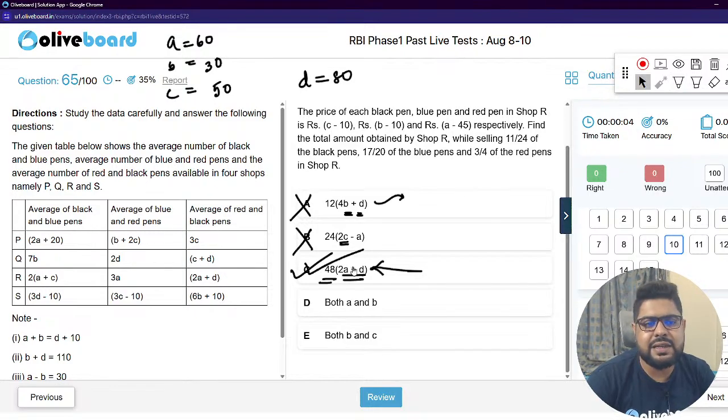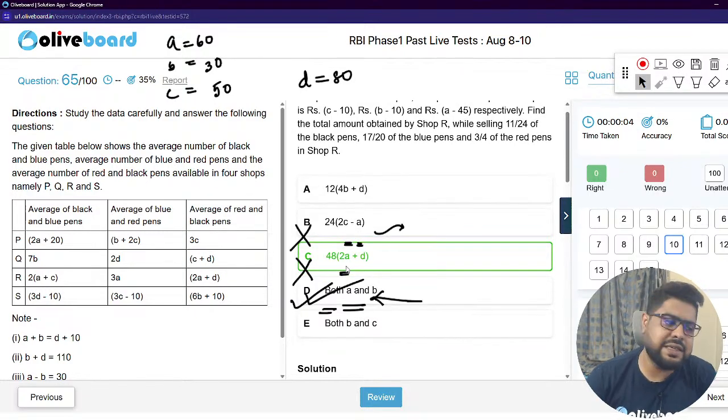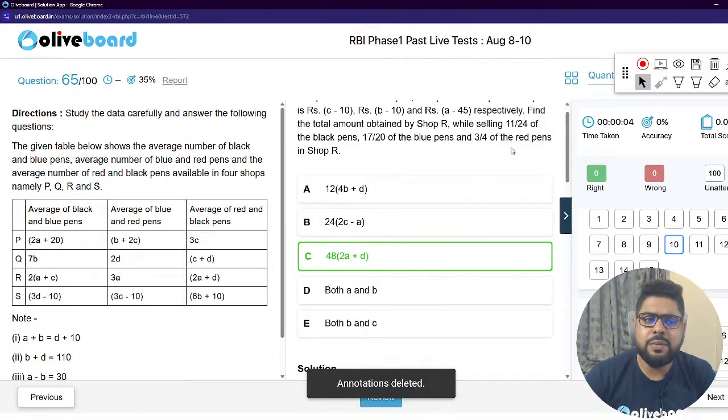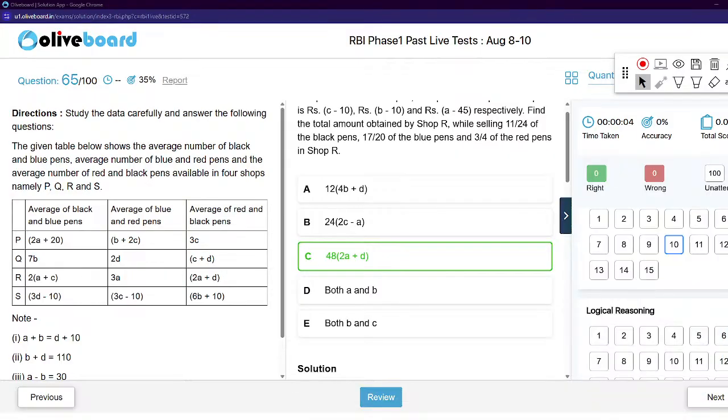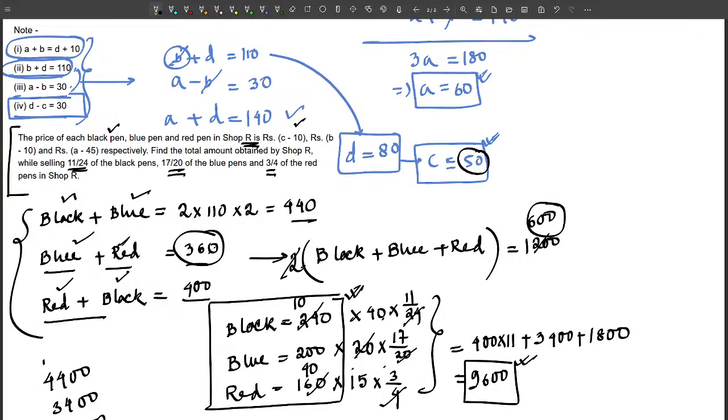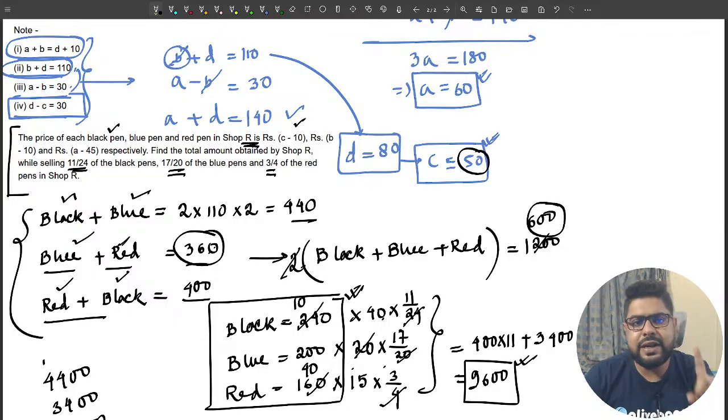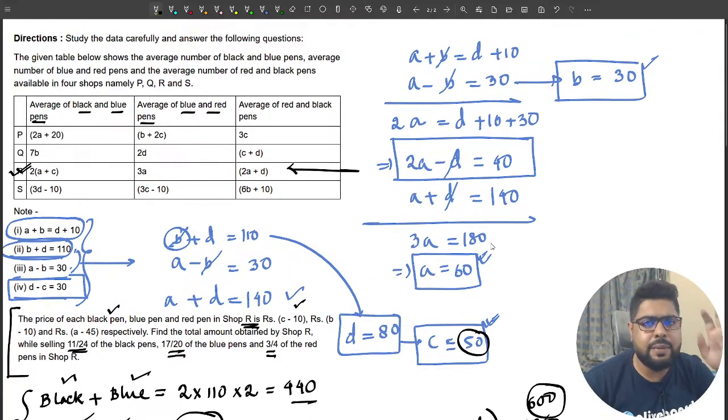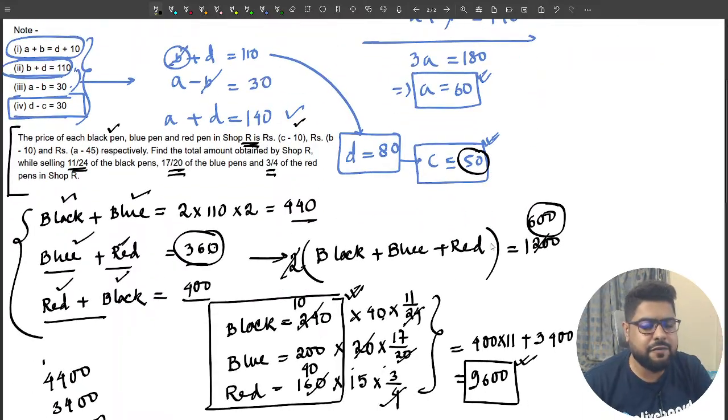So, this is how you calculate. Please understand. It might look a little tricky, but it is definitely not tricky, sir. This is a very good set and a very probable set. This type of question can definitely come in your exam.